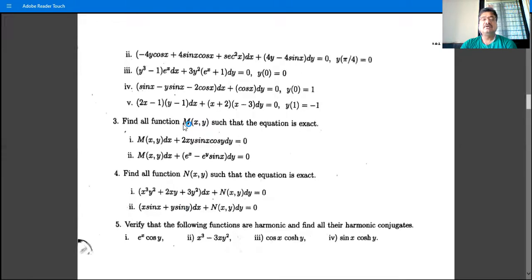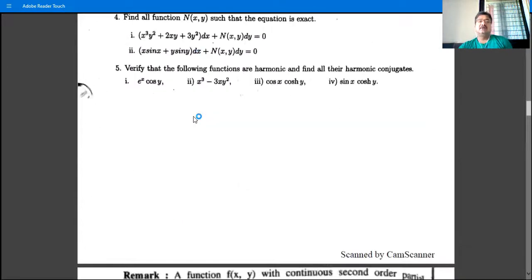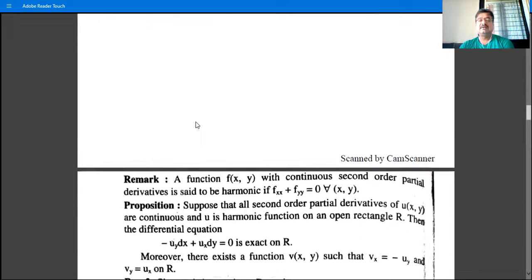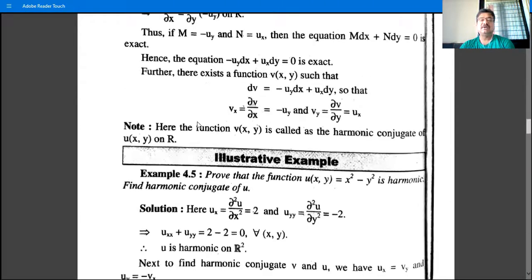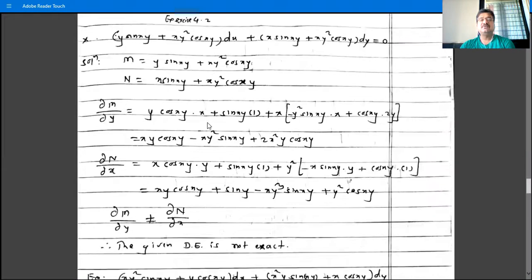So in all, there are 25 plus this 5 and 5. In all, 30 to 35 problems are given in this exercise of the type exact differential equation. So we will solve some problems of this type, that is, this is the 10th number problem.